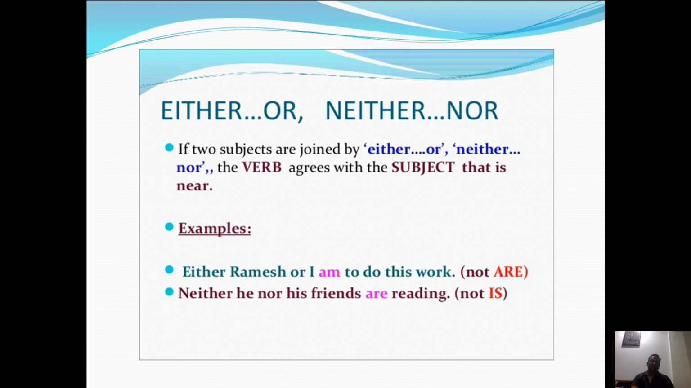Either or, neither nor. We had already examples in previous slides that now we have to follow. If two subjects are joined by either or, neither nor, the verb agrees with the subject that is near. Example, either Ramesh or I am to do this work, not are. Neither he nor his friend are reading, not is.